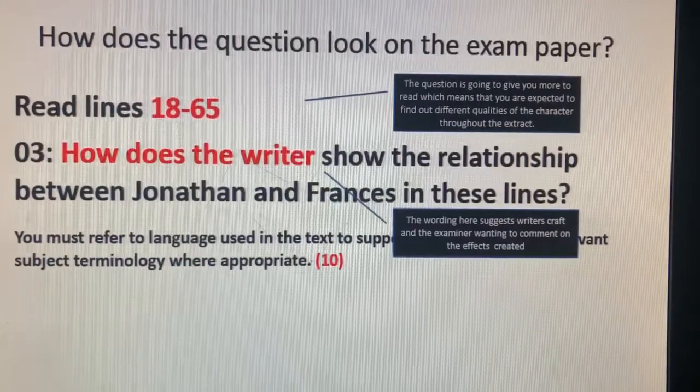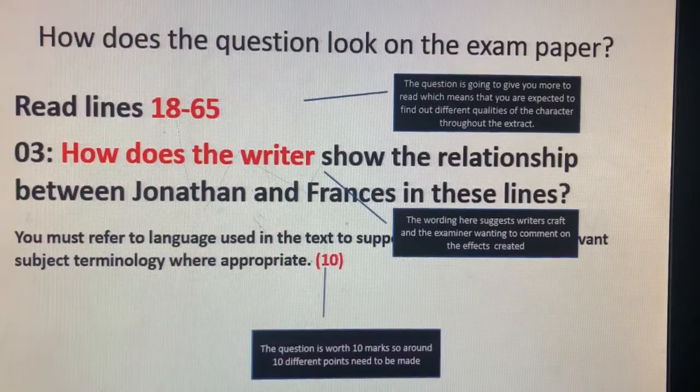You can see the wording suggests the exam board is looking for writer's craft, and the examiner wants you to comment on effects created. The question is worth 10 marks. This is the highest number of marks available at this point in the test. The other two questions, question 1 and 2, are worth a lot fewer marks, which means you should make about 10 different points or use 10 different quotes in your response.